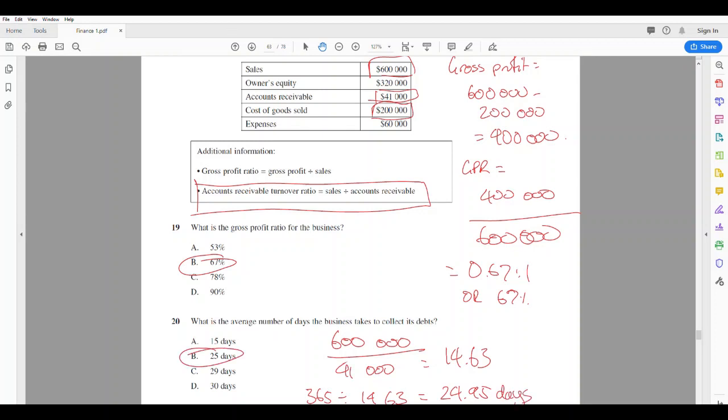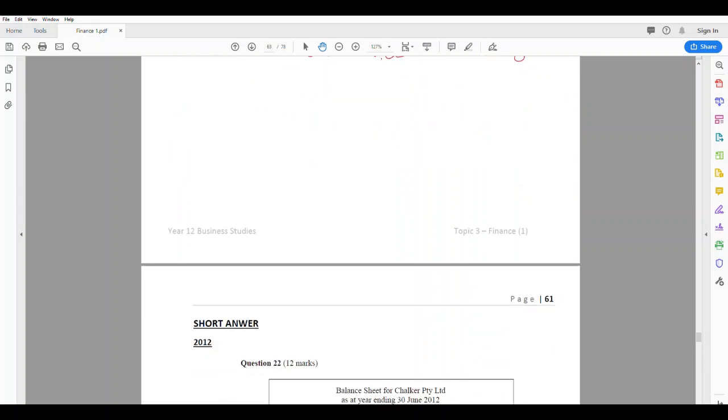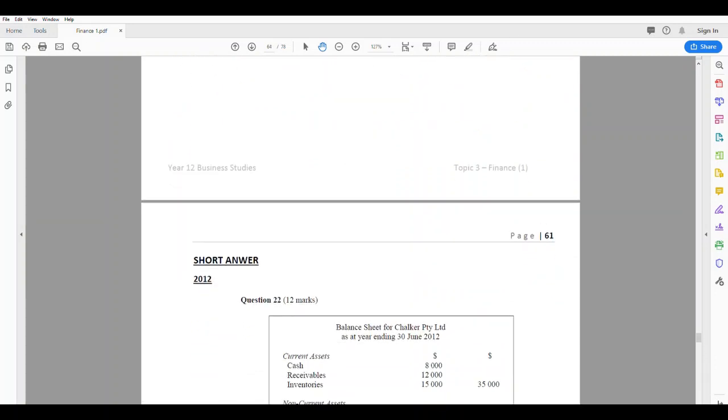Now, there's an easier way to do it, which is just skipping a step. If you are looking for days, you can just do 365 divided by, in brackets, the accounts receivable turnover ratio: 600,000 divided by 41,000, and that will give you the same answer. So that's all the multiple choice questions.